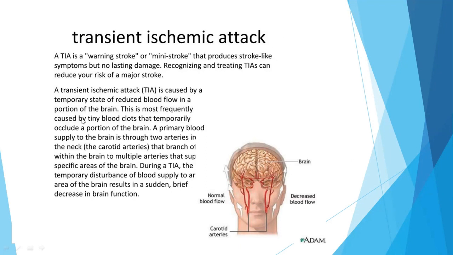It is caused by a temporary state of reduced blood flow in a portion of the brain, most frequently caused by tiny blood clots that temporarily occlude a portion of the brain. The primary blood supply to the brain is through two arteries in the neck that branch off within the brain to multiple arteries that supply specific areas of the brain.